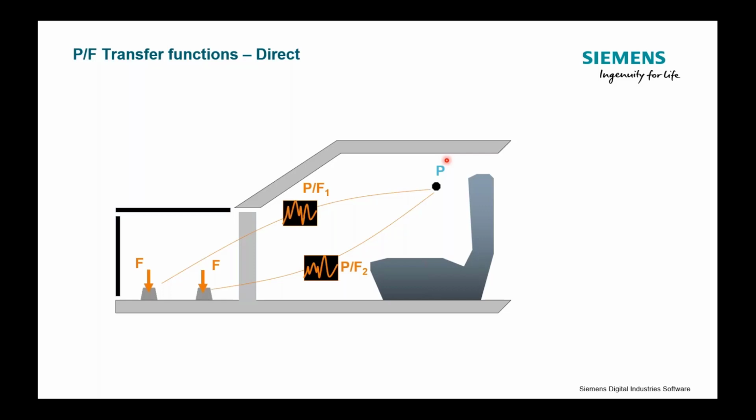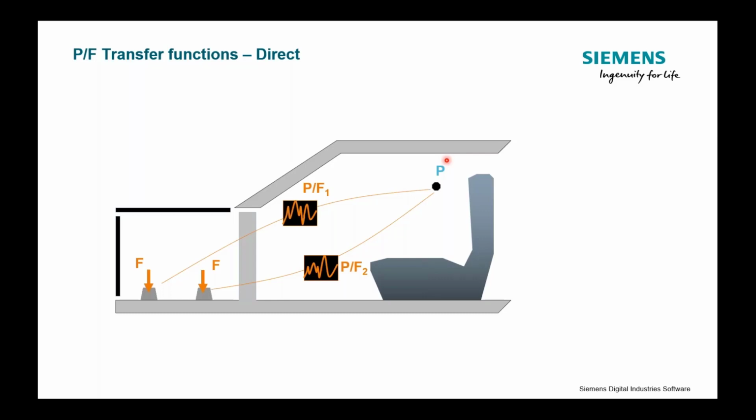Okay, so I've got two locations. I create two P over Fs, right? This will help me understand how energy gets in and flows through my structure and produces noise at the driver's ear, given that the force is acting on my structure at either one of these mount locations.